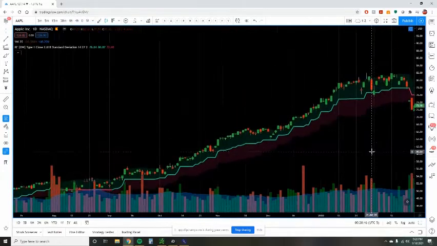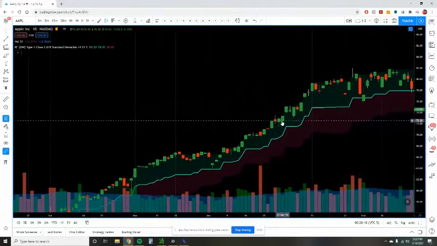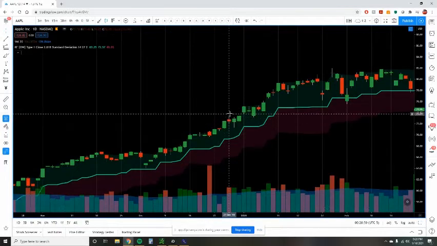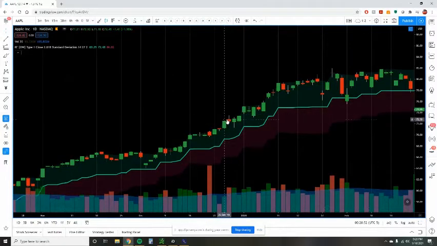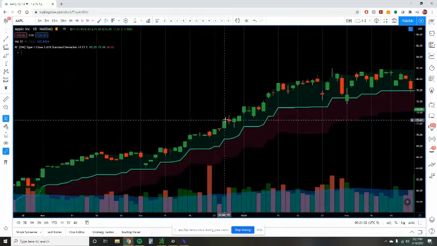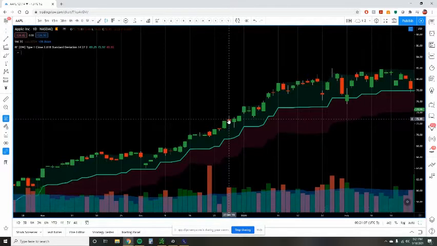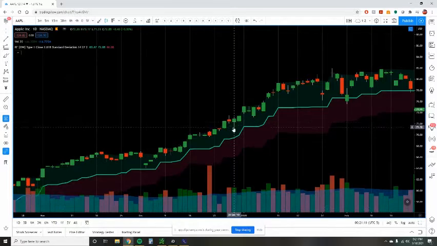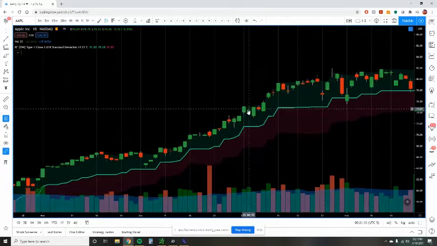Now, if you look where trades occurred above the green line, generally you will have some type of a pullback. But keep in mind, it does not necessarily mean the trend is over. Oftentimes, it just means the price action got a little bit hot, overbought, if you will, and needs a little rest. Then it can continue.